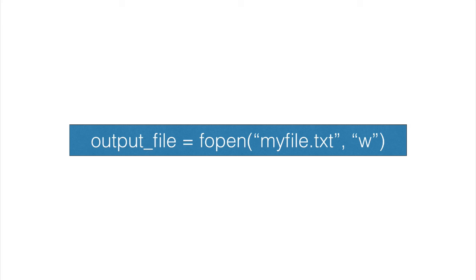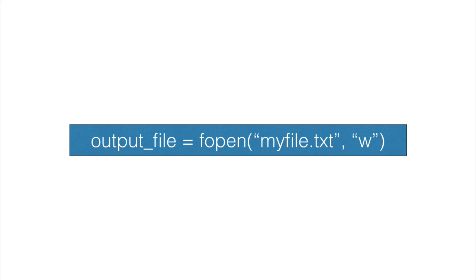In previous videos, you have learned how to read the contents of a file using fgets or fscanf. Now let's learn about writing to files. Whenever we intend to write into a file, then we must use W or A as the mode when calling fopen. This line of code uses fopen in W mode to open a file for writing.